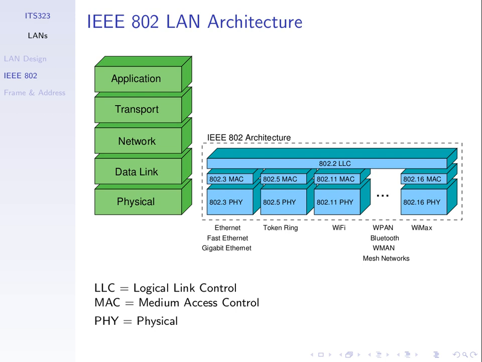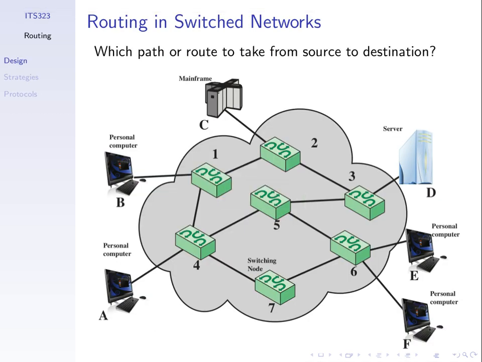Today we're going to look at routing. A reminder from last week, the goal is to find the best path from source to destination through a network. We have a source A, we want to reach F, there are multiple paths, find the best path.